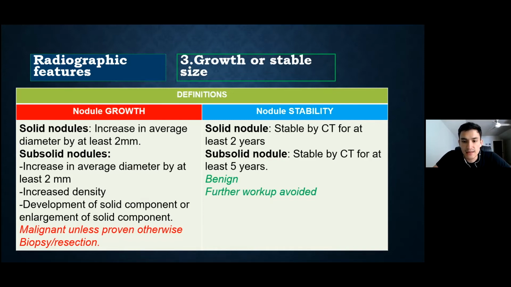Nodule stability is also important to know the definition. For a solid nodule, it is if the nodule is unchanged by CT for at least 2 years, and for a subsolid nodule, if the nodule is stable by CT for at least 5 years. If a nodule meets criteria for stability, then it is benign and further workup should be avoided.